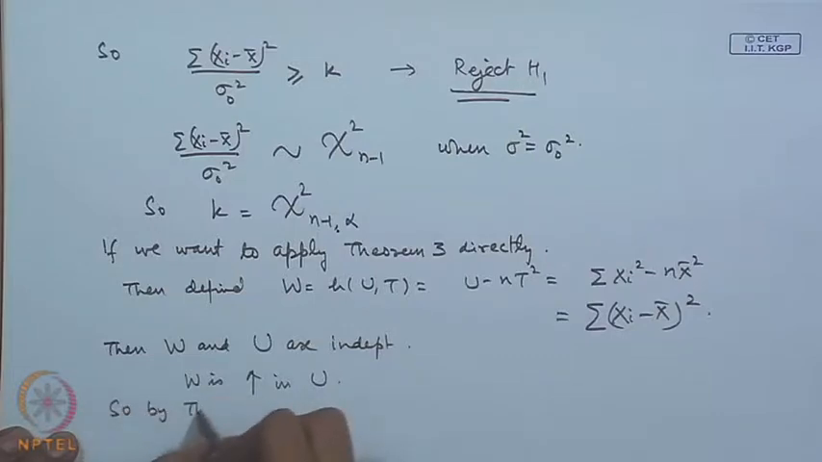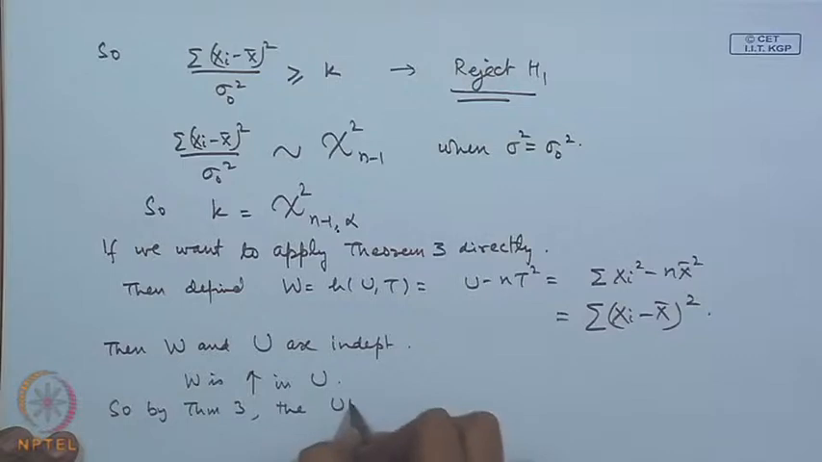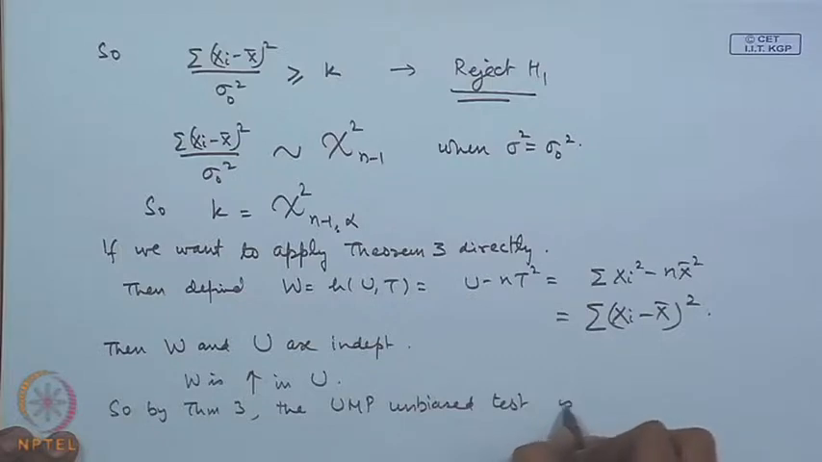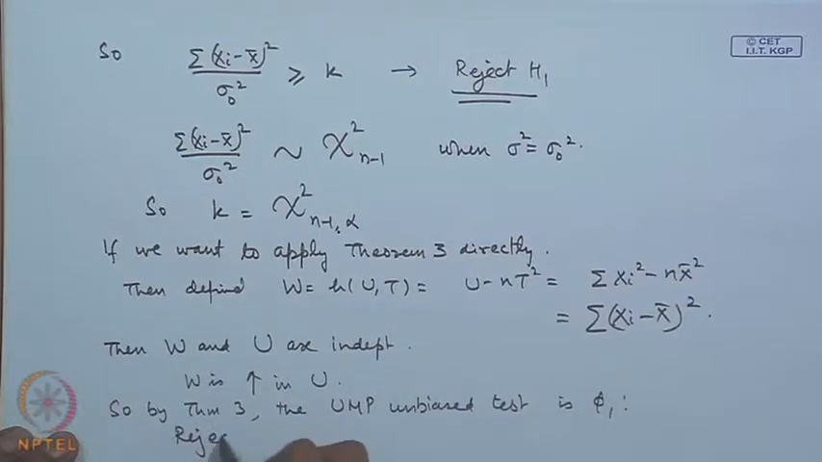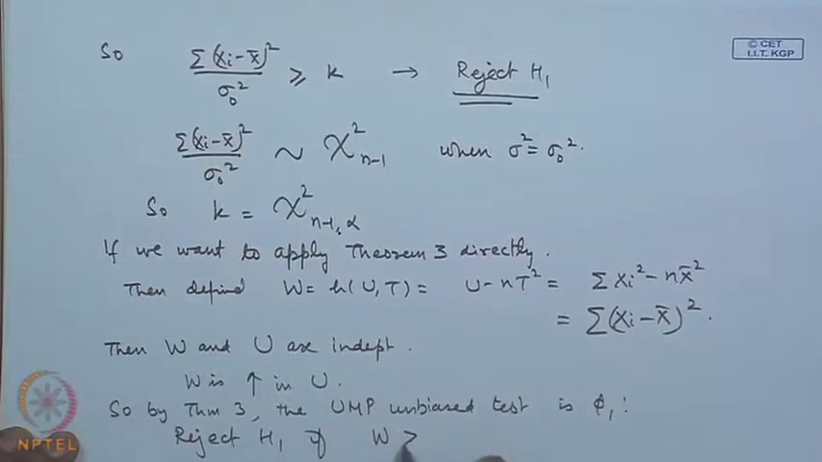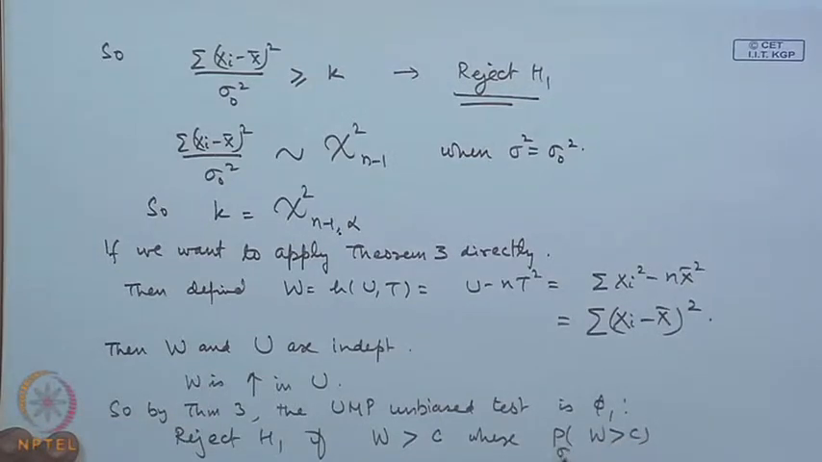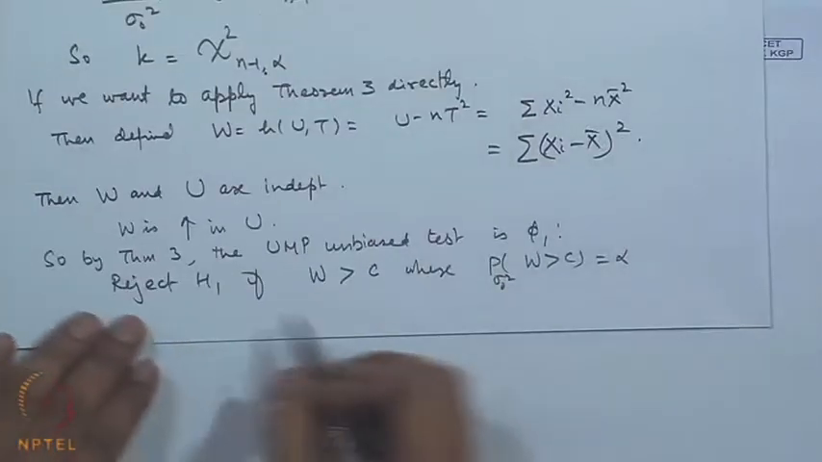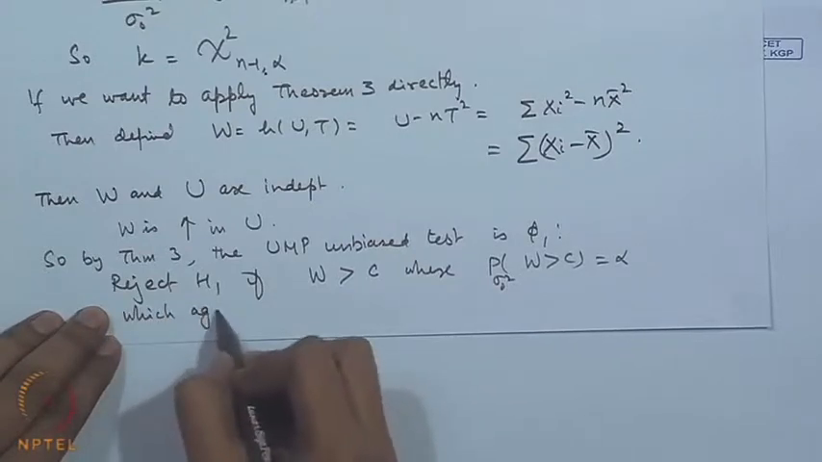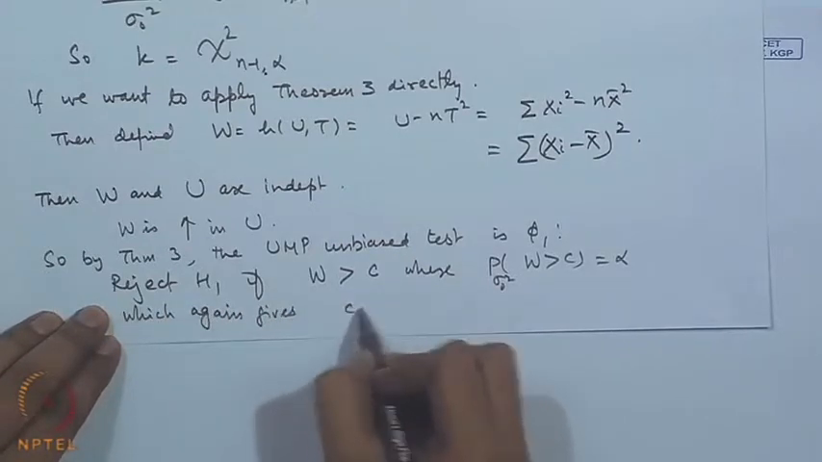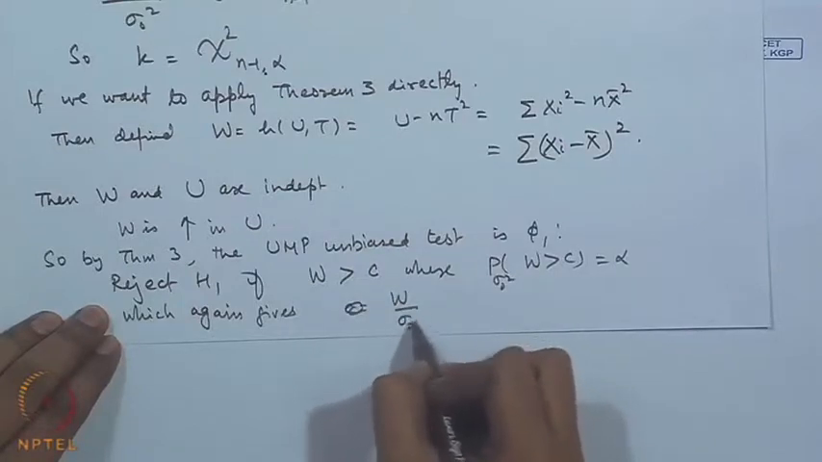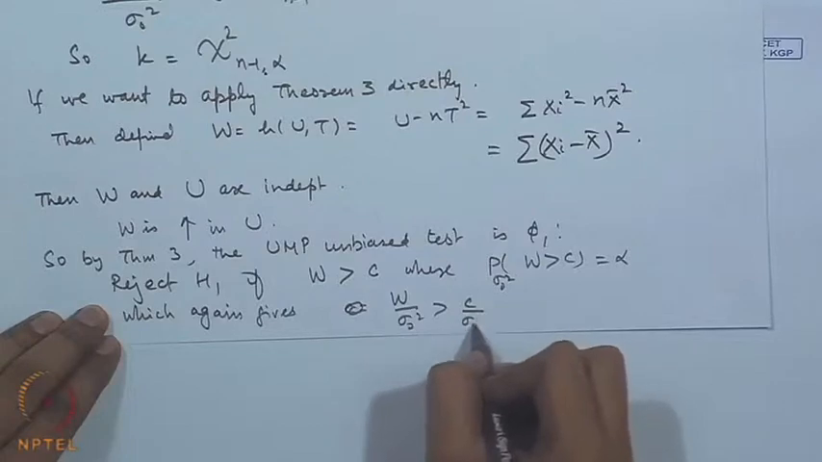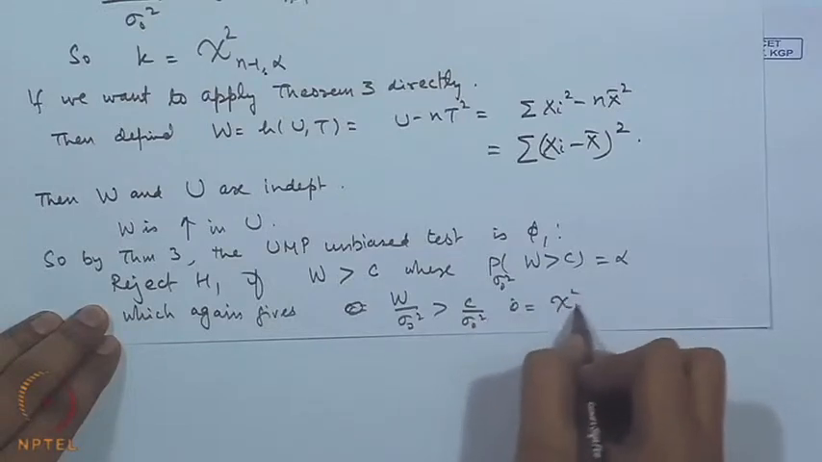So, by theorem 3, the UMP unbiased test is phi 1: reject H 1 if W is greater than some C, where probability of W greater than C at sigma naught square is equal to alpha, which is the same, which again gives C, that is W by sigma naught square greater than C by sigma naught square, that is equal to chi square n minus 1 alpha.